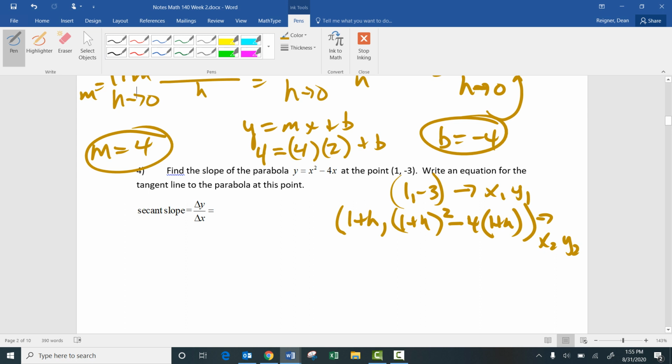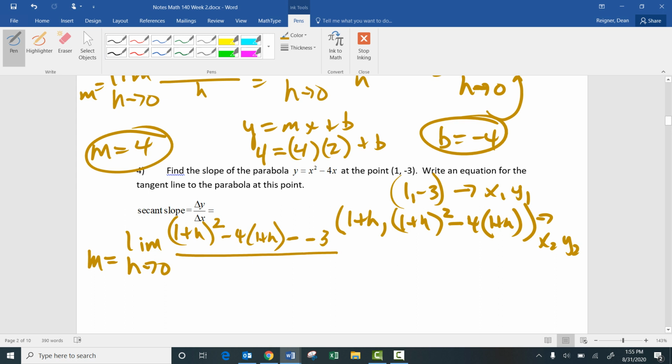All right? So here we go. The slope. The limit as h goes to 0. So our y2 is this thing. 1 plus h squared minus 4 times 1 plus h. Minus y2, which is negative 3, all over x2. x2 is 1 plus h, right here. And then minus x1 is 1. So let me go down the bottom a little bit here.